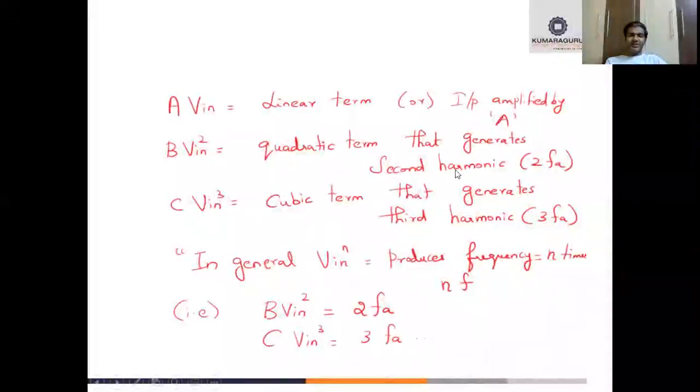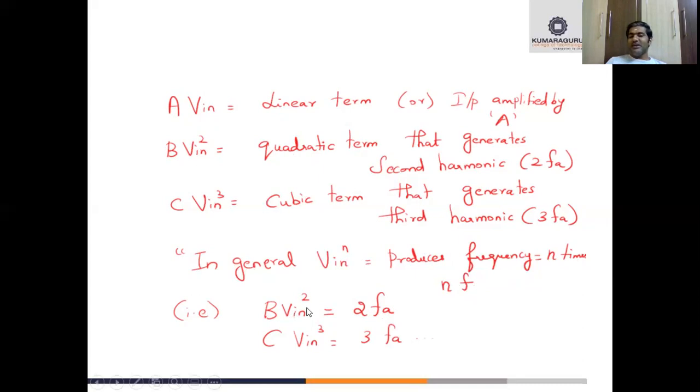So FA is nothing but your fundamental frequency or first harmonic, and 2FA is nothing but the second harmonic, and 3FA is nothing but the third harmonic. FA is your fundamental component. So in general, if I want to generalize this, V in to the power n produces frequency n times. For example, if your frequency is F, V in power n will have a frequency component at n into F.